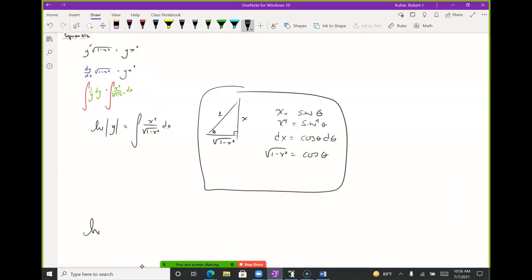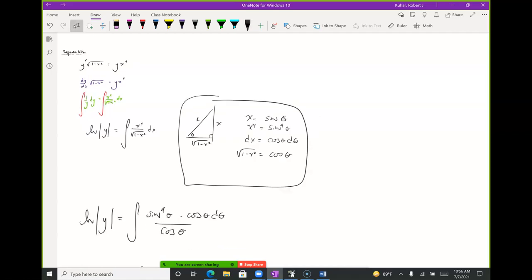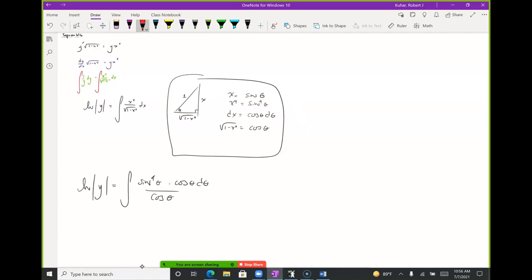So now I have the ln of the absolute value of y is the integral of sine to the fourth of theta times cos of theta d theta all over cos of theta. All right. Love it. It's too bad I used this problem. Does this get to the power reduction now? And now power reduction. Evil Robert. Right? I know.